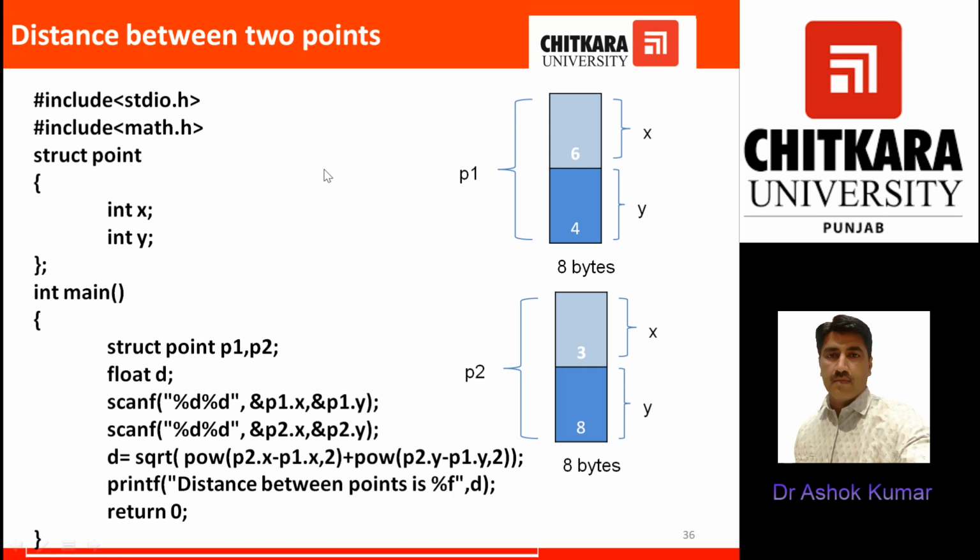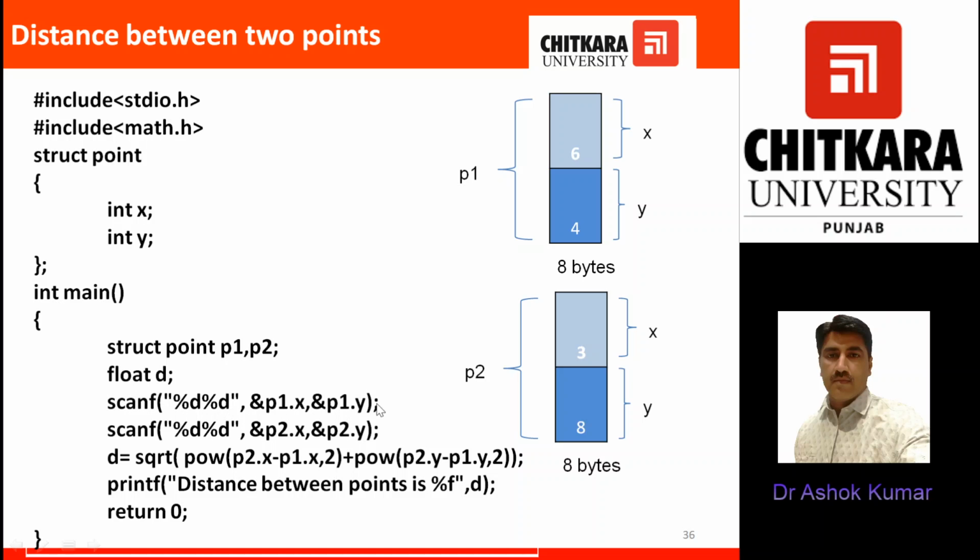Then I have shown one example over here. The example is to find the distance between 2 points. I have declared a structure named point over here. In this example I am using a 2D point. So I have defined two members in this structure, x and y. Within the main I am defining two structure variables p1 and p2, and d is a float type variable.